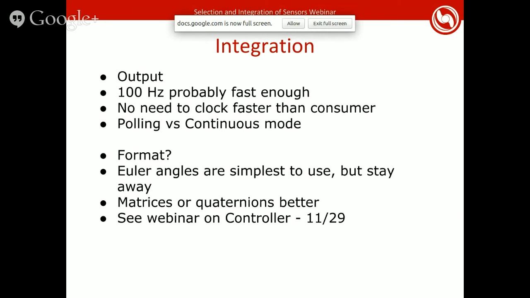Sensors can output data in a variety of formats. Euler angles are usually the ones people go for. They're very simple, but they have lots of problems. We're going to talk about that later. If you can, you should use matrices or quaternions because they have nicer properties. Ideally, your entire system is based on matrices or quaternions. We're going to talk about that more on the controller webinar, which is on November 29th.